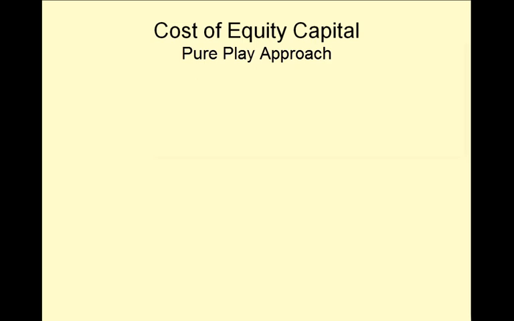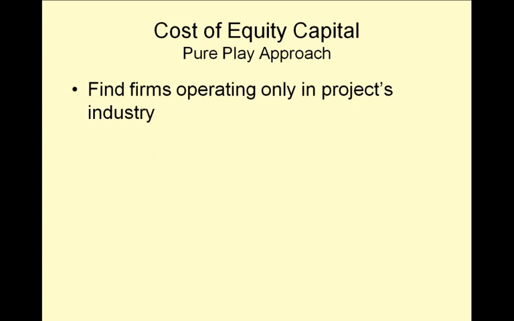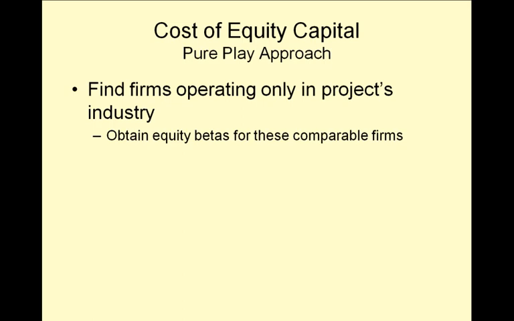The use of the pure play approach to estimate a project-specific cost of equity involves identifying publicly traded firms with the same business risk as the project. Such firms operate only in the project's industry or mainly in the project's industry. One can obtain the equity betas for these comparable firms either from the beta book. Yes, such books do exist and they make engrossing reading, or by conducting a regression analysis of the returns of the firm's stocks in relation to the returns on the stock market overall. The output of such a regression analysis is a beta coefficient estimate, or the equity beta of the firm.